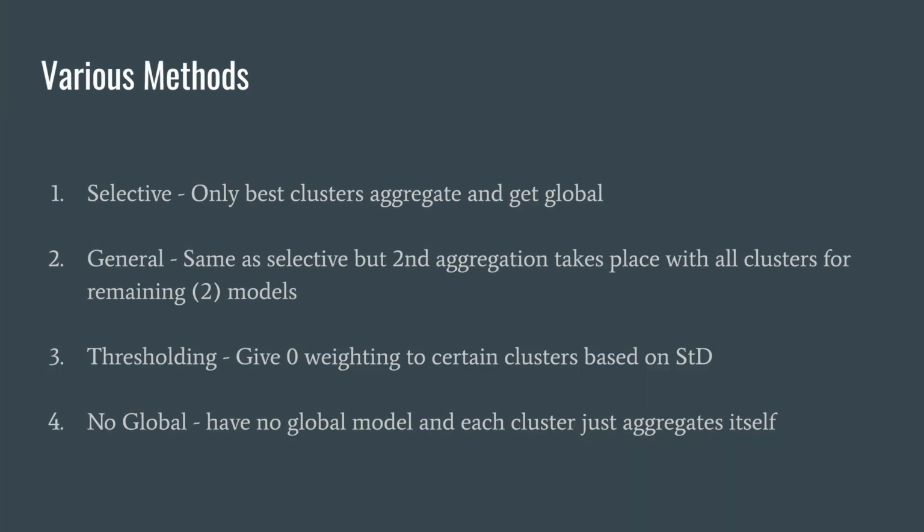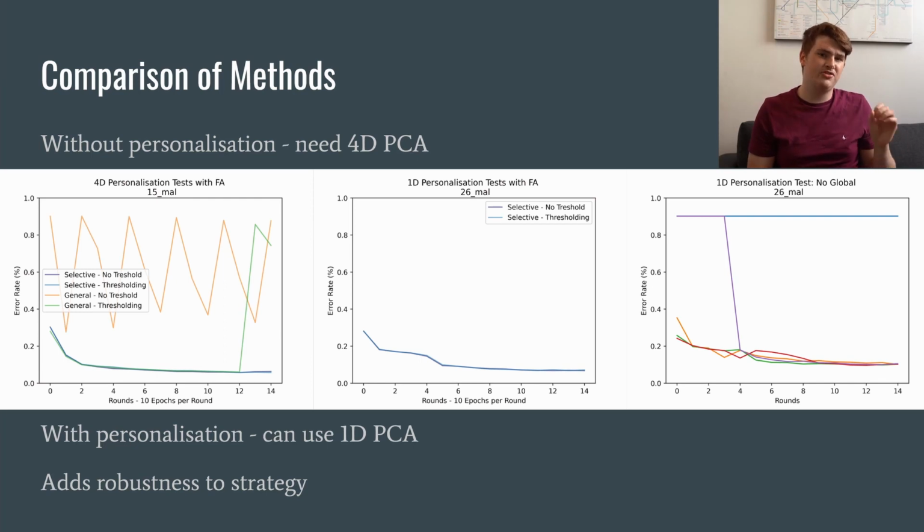Now, I was able to come up with about 4 different methods of personalization. The first is called selective, where you just choose the best clusters to aggregate together, and then only those best ones get updated. General is about the same, except it's a more general model where all the clusters aggregate together, and the non-best clusters get sent this more general model. Thresholding is where you give zero weighting to certain clients based on some standard deviation away from the mean of some scoring metrics. And the no global method, where you don't actually have a global model. Instead, you just have your individual clusters, and they aggregate amongst themselves, and there's no sharing amongst the clusters themselves.